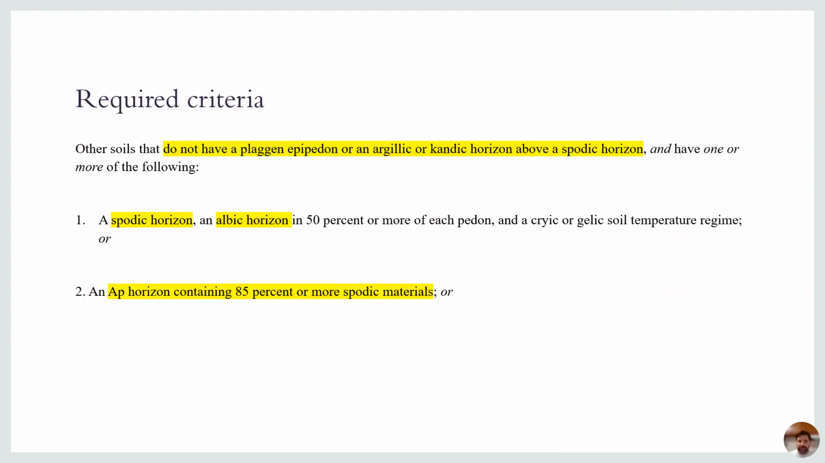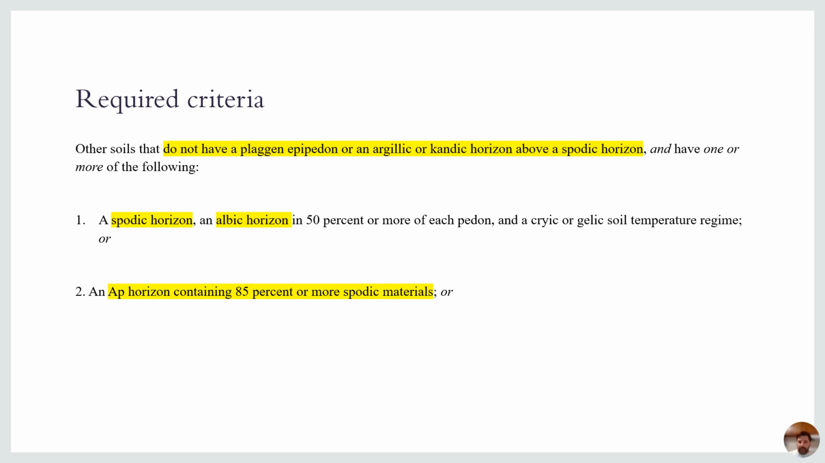The criteria to classify a spodosol are that for this specific soil we cannot find a pelaquic epipedon, or an argillic or candic horizon over this spodic horizon. So between the surface and the spodic horizon, we should not find an argillic or candic horizon, and we cannot find a pelaquic epipedon.